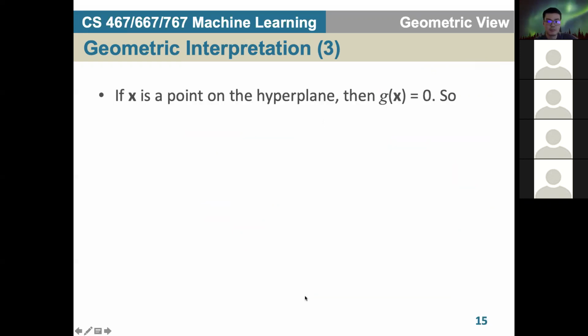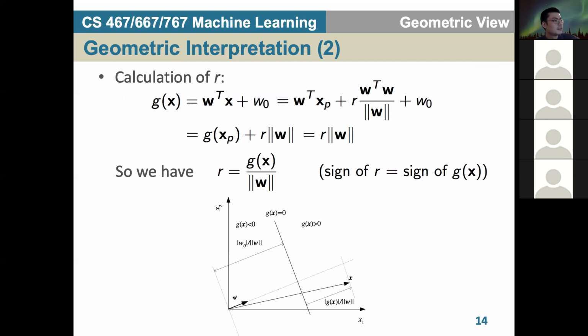Professor, I have a question. Can you go back to the previous slide? This slide? Yeah. I just wanted to reinforce what you have seen. The distance between the line and x, what we wanted to calculate, is r.